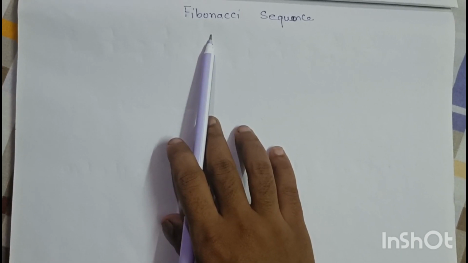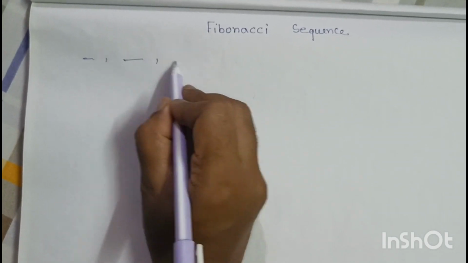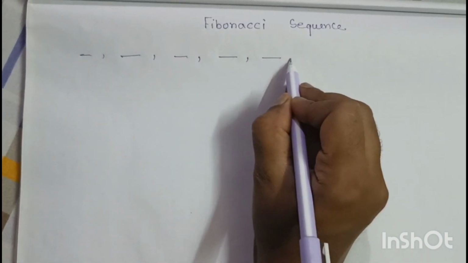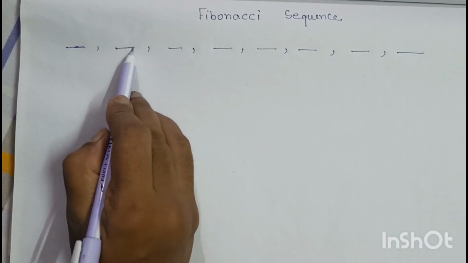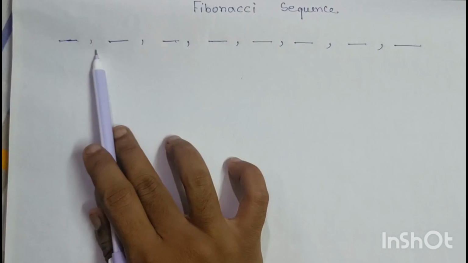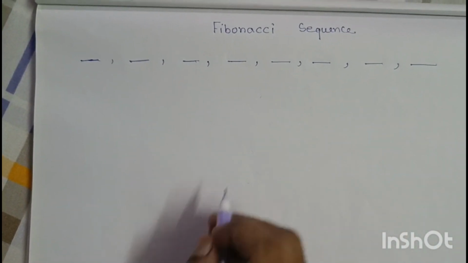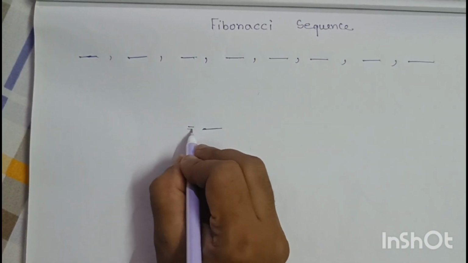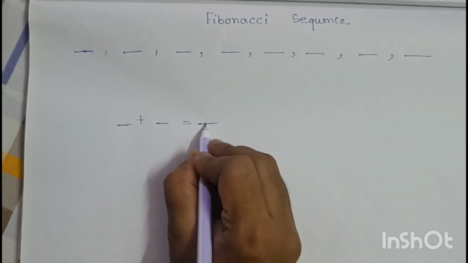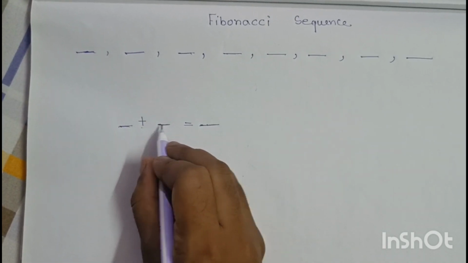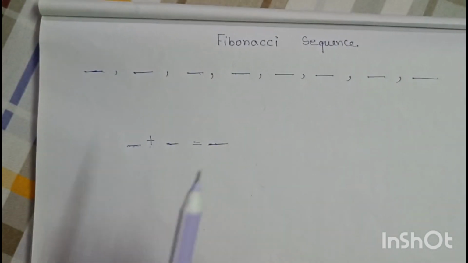So let's understand this. Since it is a sequence, there will be terms which will be placed in a particular order, right? So we are going to show these terms as a dash. Each term will be a part of this sequence. This sequence says that each term will be the sum of its preceding two terms. Each term will be the sum of its preceding two terms. Alright? So now let's understand what is the term and what are the preceding terms.